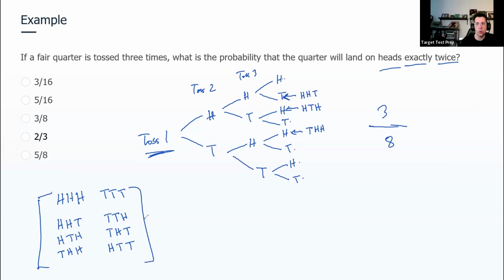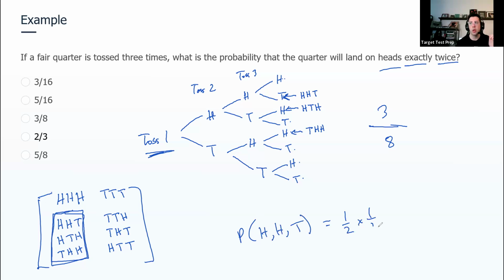organizing. I got 8 total possible outcomes, and of those 8 total outcomes, 3 of them have what I'm looking for, which is exactly 2 heads and 1 tail. Mathematically, for each of these outcomes, it's 1/2 times 1/2 times 1/2. Any of these 8 possible outcomes, like if I said, what's the probability of getting H, then T, then H, that's 1/2 times 1/2 times 1/2, which is 1/8. But then there's 3 of them, right? There's HHT, HTH, and THH. So that's why it's 1/8 times 3.